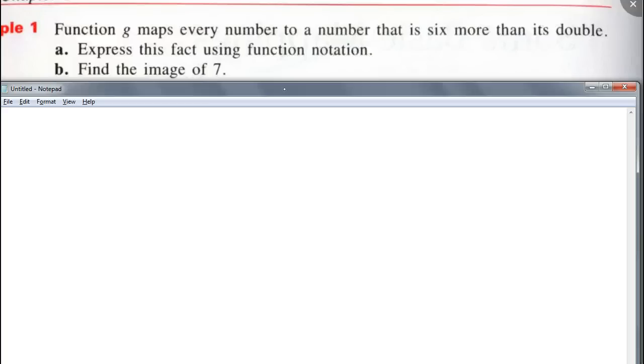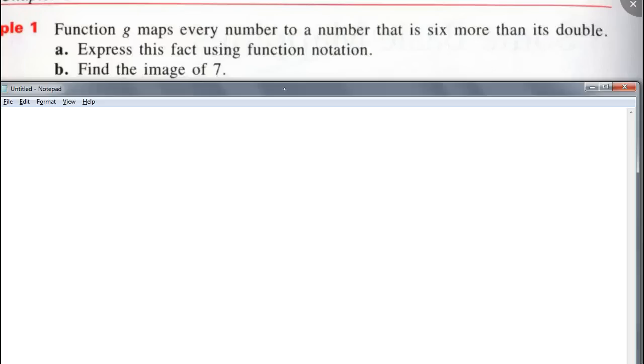Because it sounds like 7 is the image, and they want you to find the pre-image, doesn't it? It says find the image of 7. Are they saying 7 is the image? No, they want you to find it. Okay, so anytime you get confused, what does image mean? Is this the input or the output? Output. So they're saying find the output of 7, which means 7 must be the input. Does that make sense? Please keep that in mind.